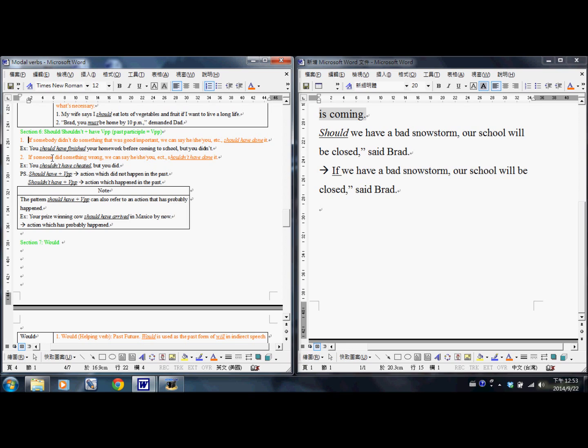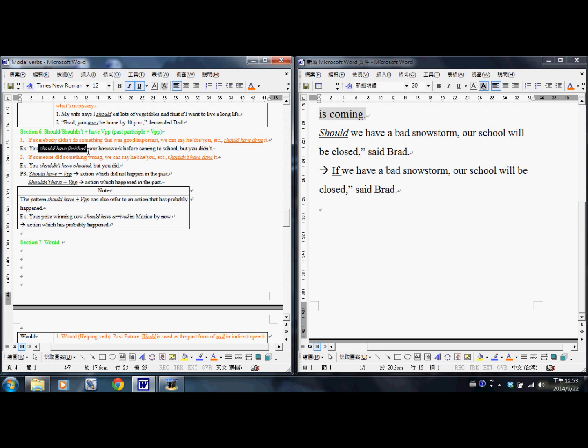If somebody didn't do something that was good, so it's actually in the past, as you can see, something that somebody didn't do and it was good, we can say he, she, or you, etc. should have done it. For example, you should have finished your homework before coming to school, but you didn't. So the fact is that person didn't finish his homework. So it happened in the past. So maybe something happened and it was bad. So I'll say, you should have finished your homework before coming to school. You know? So if you didn't do something and it's actually good for you, then we can use this pattern.